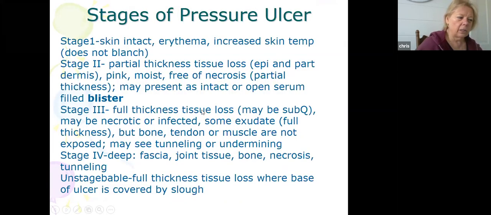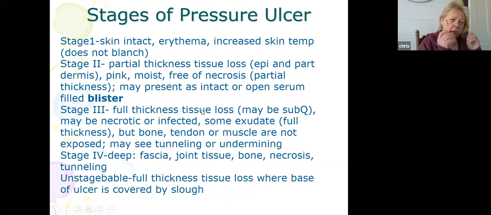All right, so stage one pressure sore is the skin is still intact. There's redness, erythema. You have an increased skin temperature, but the skin does not blanch, meaning that if you put your finger in the redness, it does not turn white. It doesn't flush the blood out of the area because of the pressure that's applied. The blood will be pooling secondary to capillary damage, so it won't blanch.